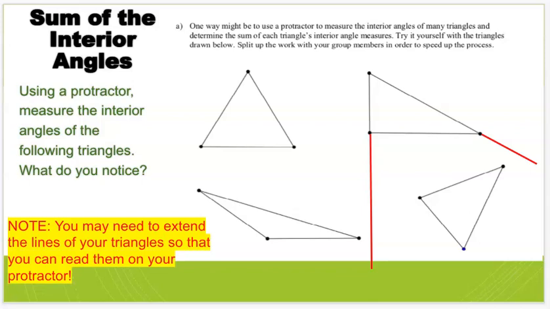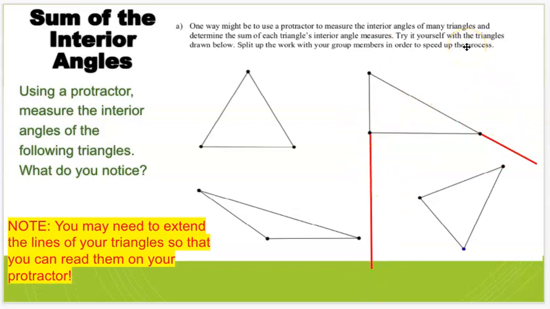So here's one way we might be able to measure the interior angles of many triangles to determine the sum of each triangle's interior angle measures. Let's try it with these triangles drawn below. So take these triangles. You might need to extend the lines of the triangles so you could read them on your protractor, like I did in this triangle.